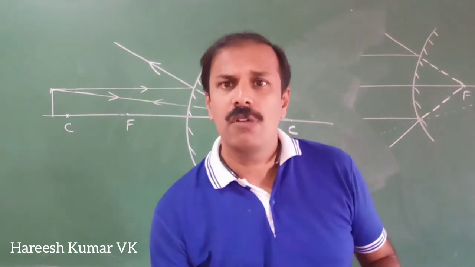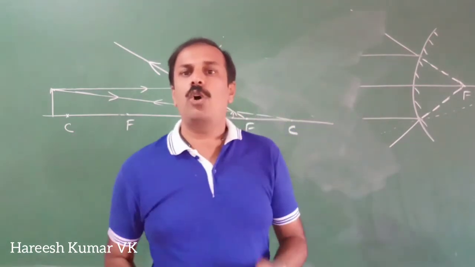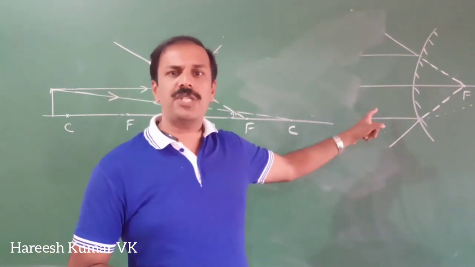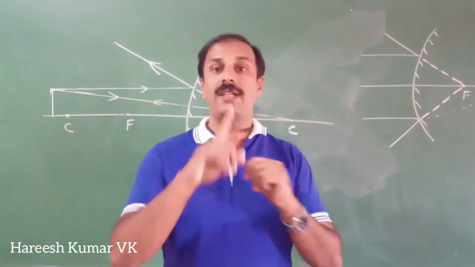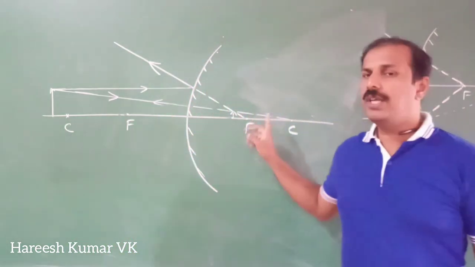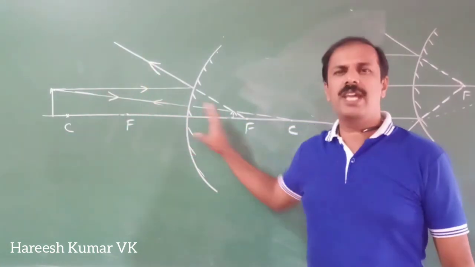So the main point is, for a convex mirror only two possibilities. One is when the object is at infinity, this one. The image is highly diminished and formed at the focus, and it is virtual and erect. And the second case is this one, when the object is anywhere between infinity and pole.